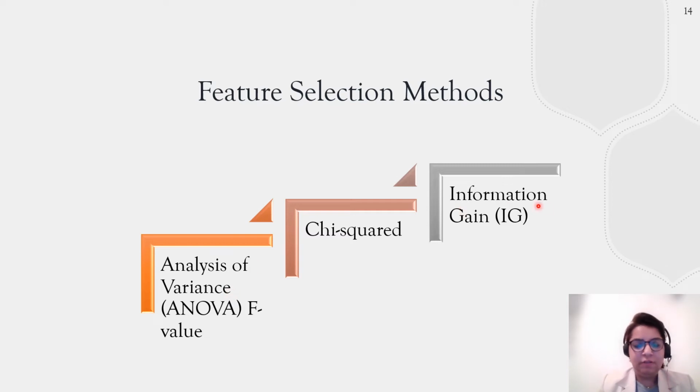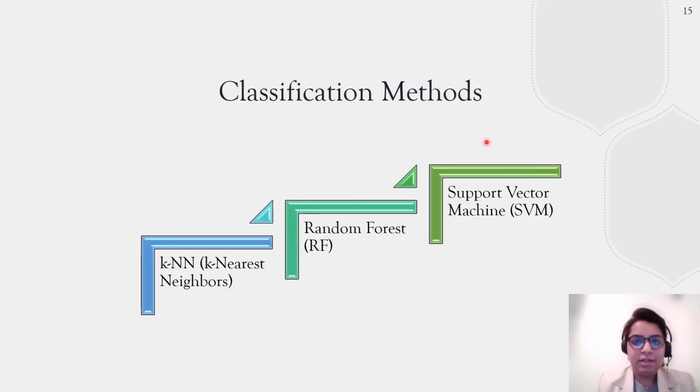So we use three feature selection methods in our study: ANOVA F value, which is analysis of variance, chi-squared, and information gain. We are using three classification methods in our study: KNN, K nearest neighbor, random forest, and support vector machine, SVM. So these three classification methods combined with three feature selection algorithms were evaluated to find the best model. Finally, the cell types are predicted by the method which gives us the highest accuracy.